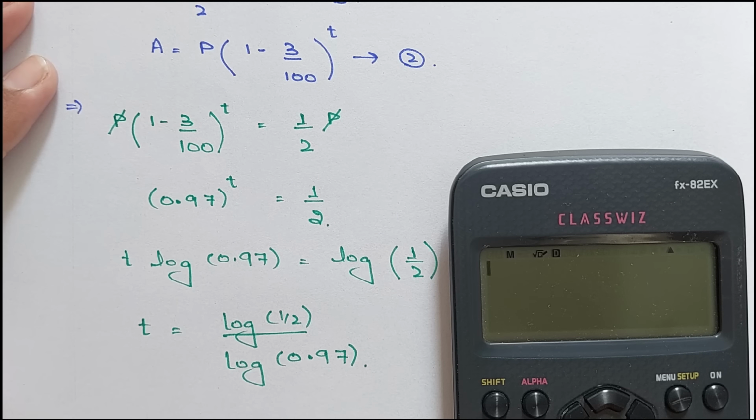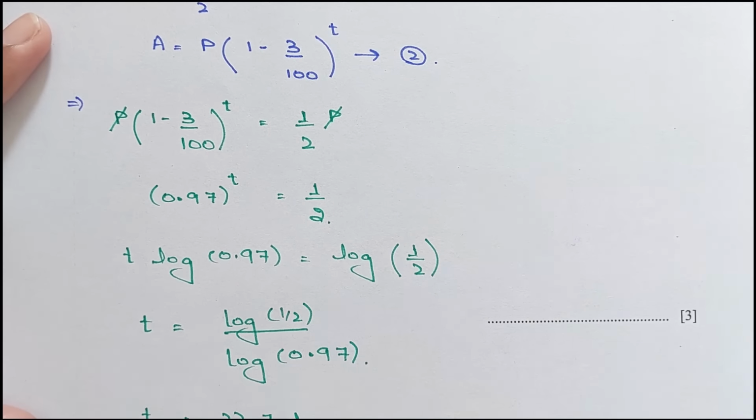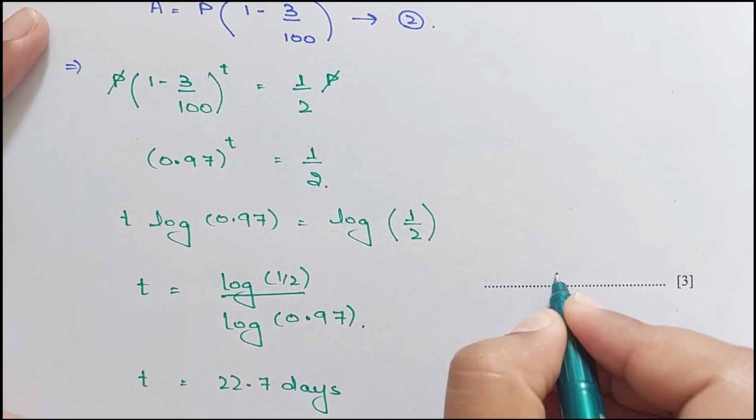Let me calculate this. Log of half divided by log 0.97 is 22.7. So T is 22.7 days. We have to find the number of whole days. Round it, so that is 23 days.